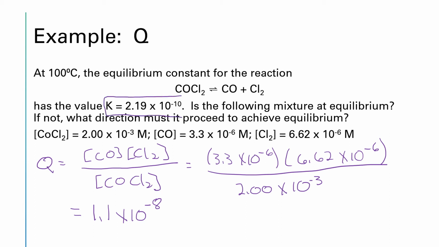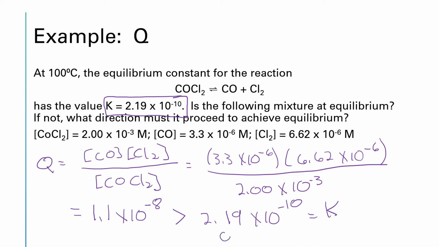K is 2.19 times 10 to the negative 10th. Now remember, when we're comparing numbers with negative powers of 10, 10 to the negative 8 is actually a bigger number than 10 to the minus 10. So we are in the situation where our Q value is bigger than our K value.